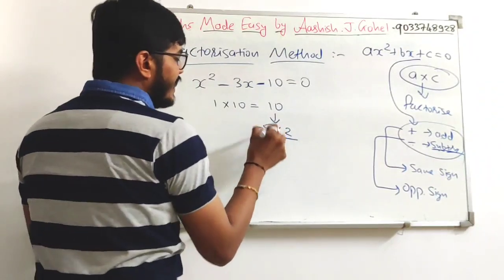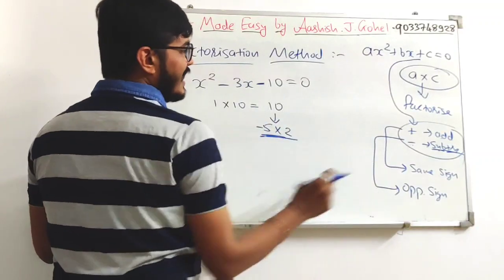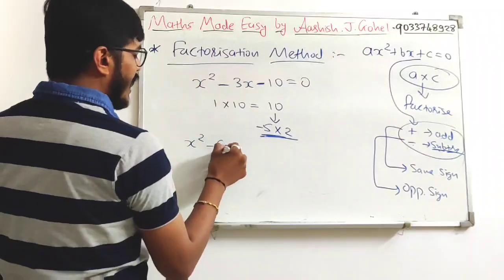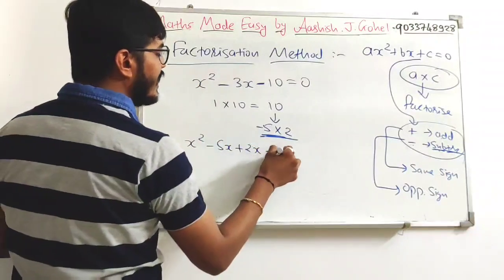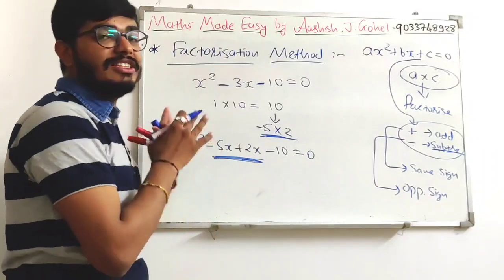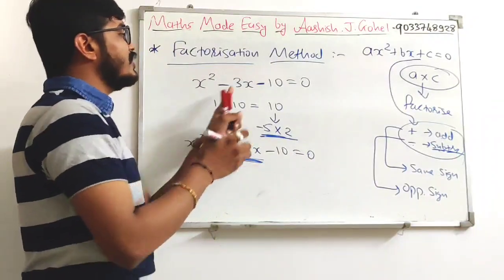So here minus 5 and plus 2, because opposite signs are there and negative is there. So we will split the middle term like this: x square minus 5x plus 2x minus 10 is equal to 0. This is the main thing that we need to understand in this topic, how to split the middle term.